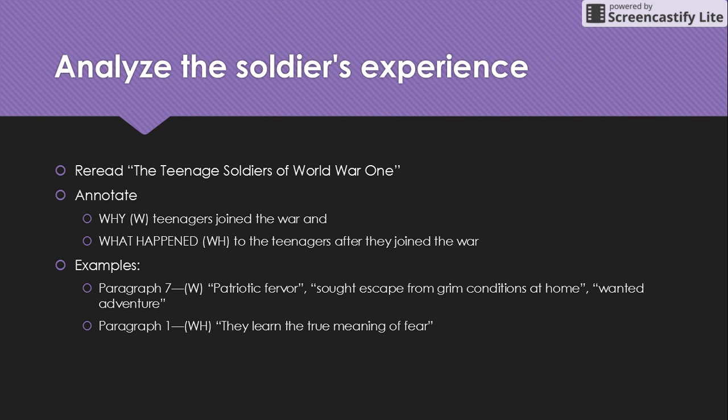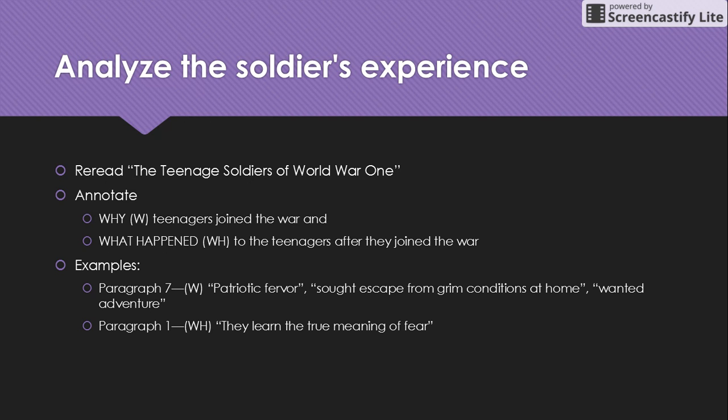So anytime you find a reason, it could be the line, it might be a two-word phrase in a sentence, you can circle it. I don't care how you annotate it, as long as you can find it the best way. If you want to put a box around the phrase or the entire sentence, or if it's just everything in that sentence, off to the side, put a W. So anywhere you find the whys the teenagers joined, put a W.